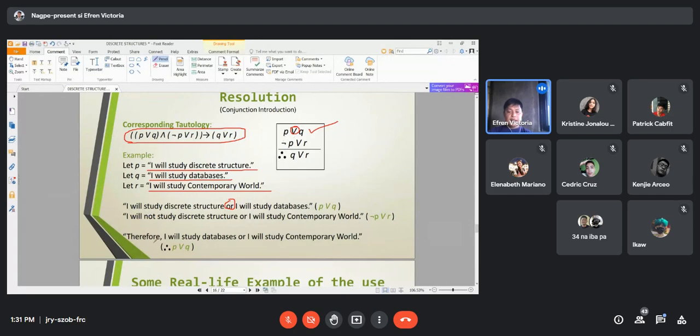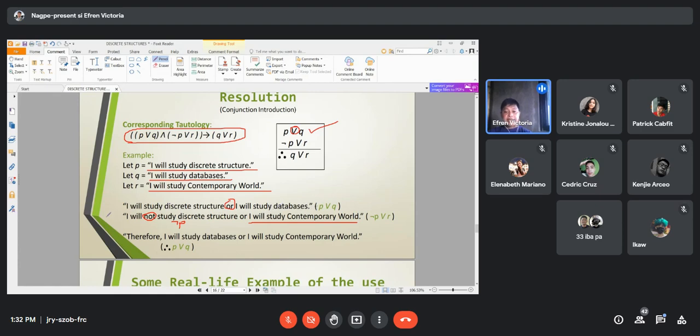Then, not P, I will not study discrete structure. So, ito yung P. So, ito yung not P, or I will study contemporary world. Then, therefore, yung conclusion natin, dahil nga yung first premise natin is OR, ibig sabihin, alin dun sa dalawa: I will study discrete structure or I will study databases.